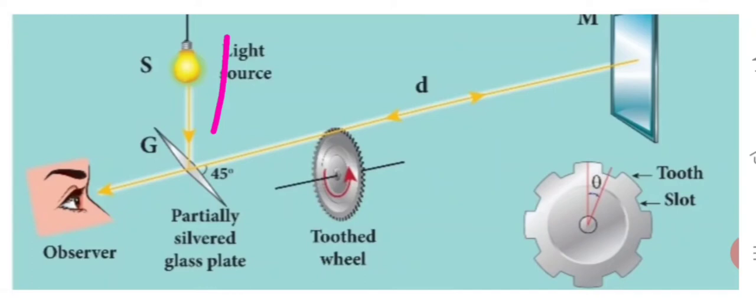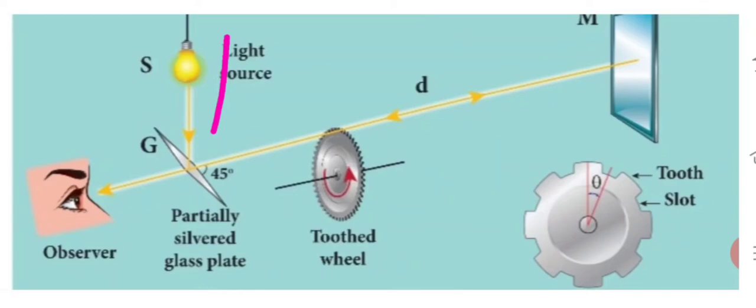So that if the light gets reflected back from the mirror, it would again pass through the same cut and reach the eyes of the observer, through the partially silvered glass plate. Accordingly we have to rotate it. Now let us see the working.